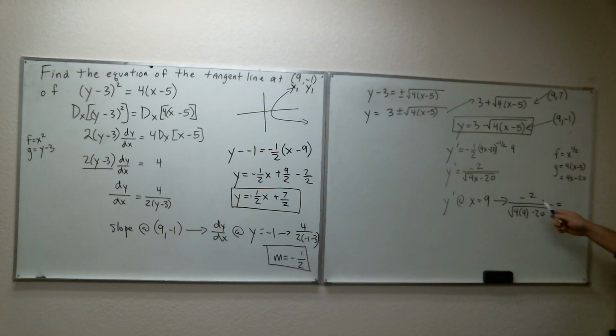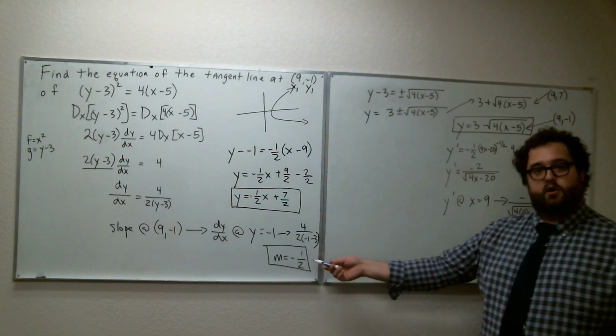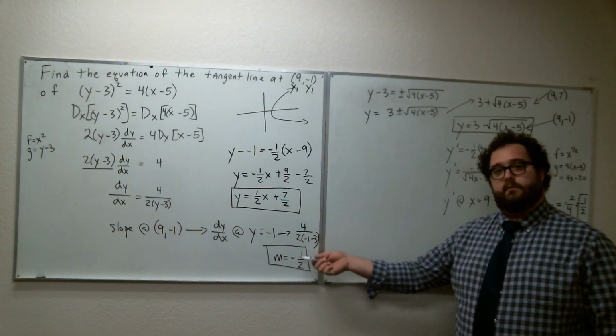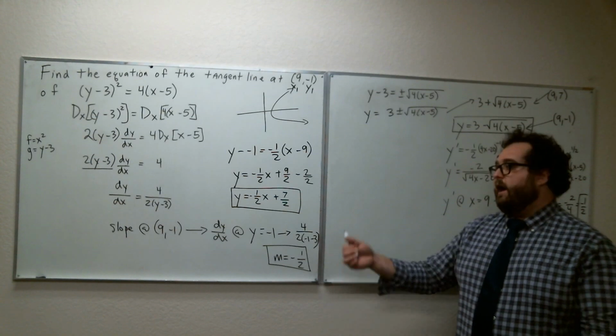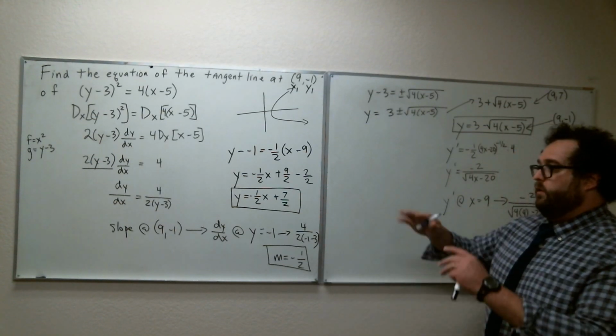okay, let's see, 4 times 9. 4 times 9 is 36. 36 minus 20 is 16. The square root of 16 is 4. So we have negative 2 over 4, otherwise known as negative 1/2. So there's the slope. But notice that is the exact same slope we got using the implicit derivative. And now we're at the exact same point we were earlier.